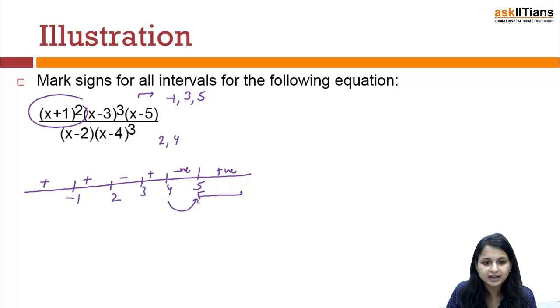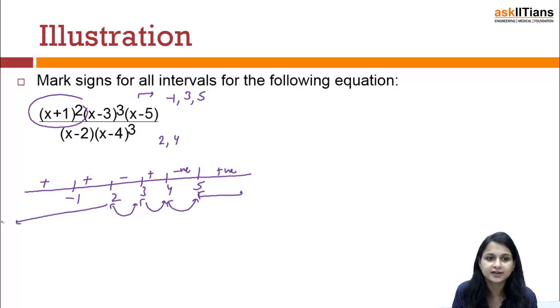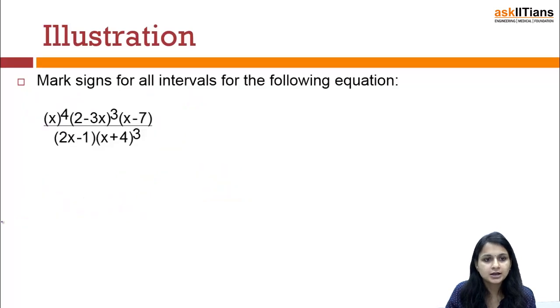From 4 to 5 it is negative. From 3 to 4 again positive. From minus 2 to 3 negative. And then before 2 it is always positive. So we have understood the signs of the f(x) function. Now let us mark signs for this case. I'll have 0. Then I will have 2 by 3. Then I will take 7, then I will have half and minus 4.